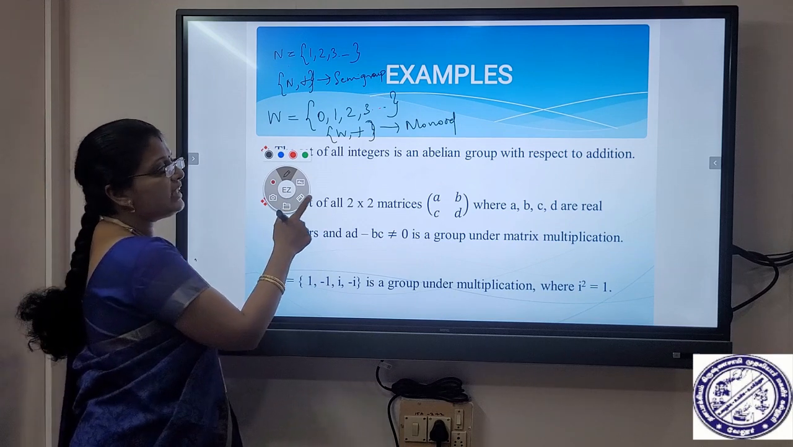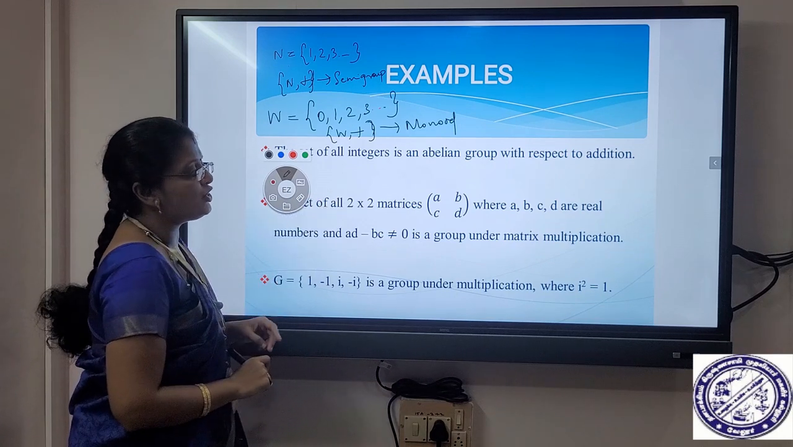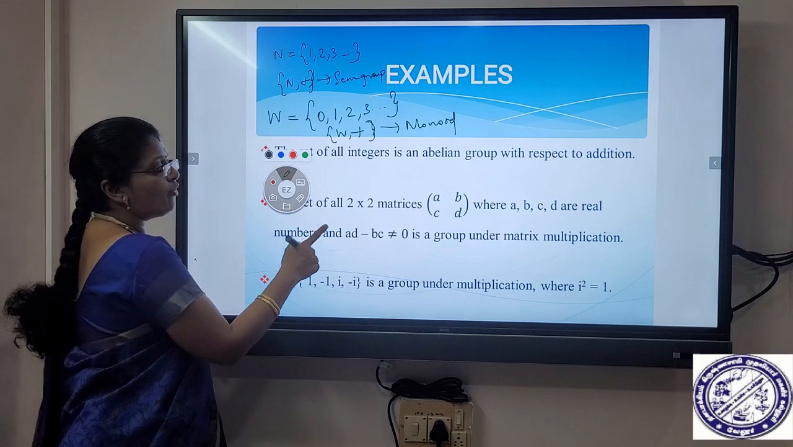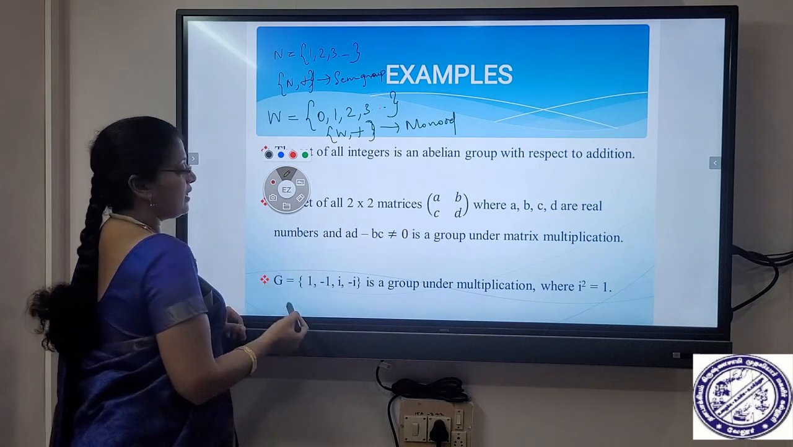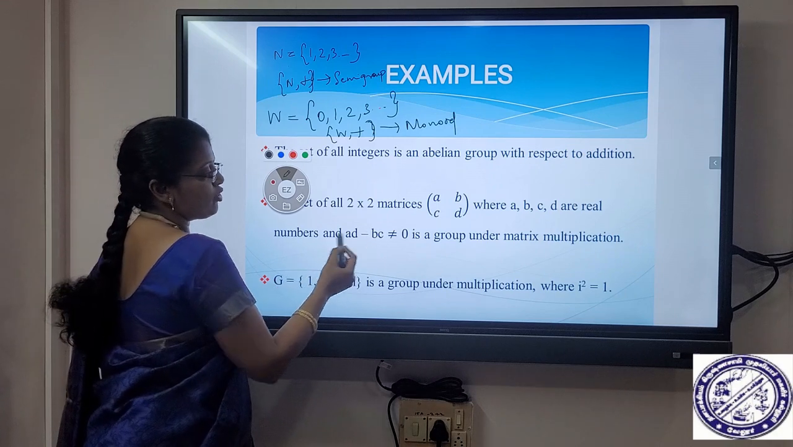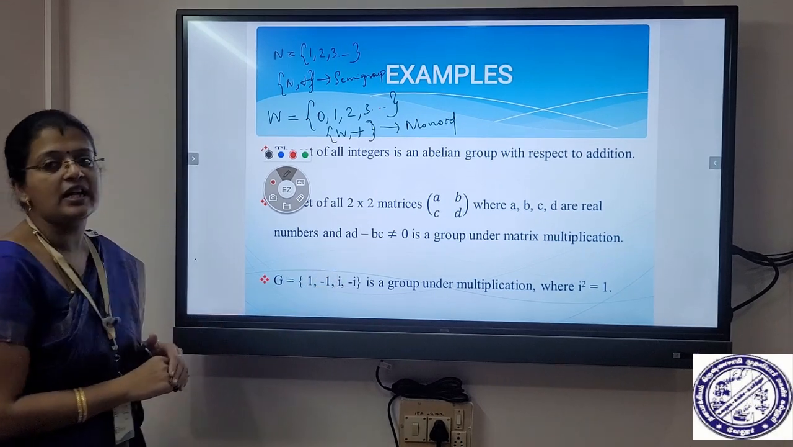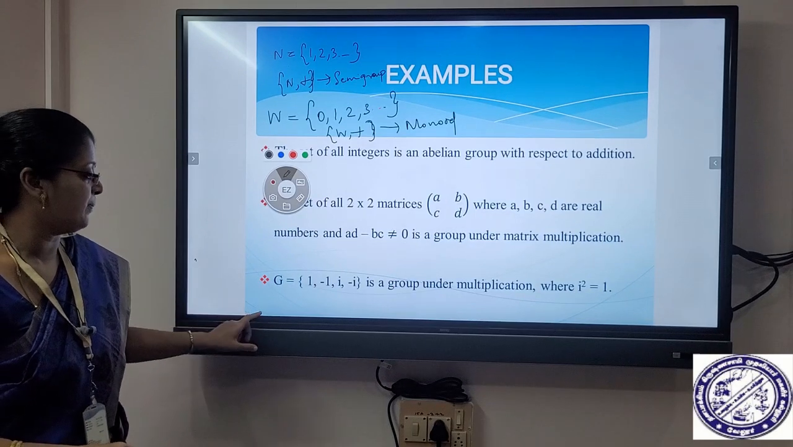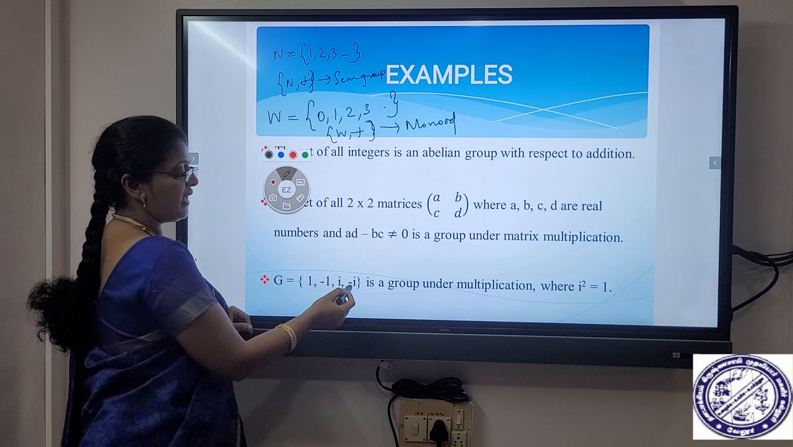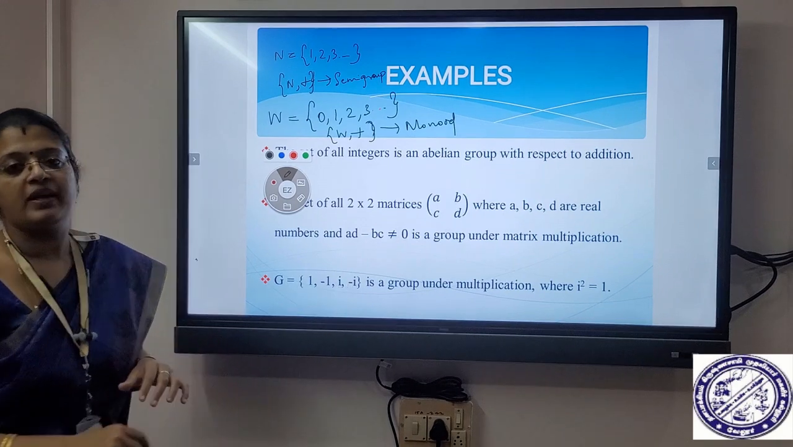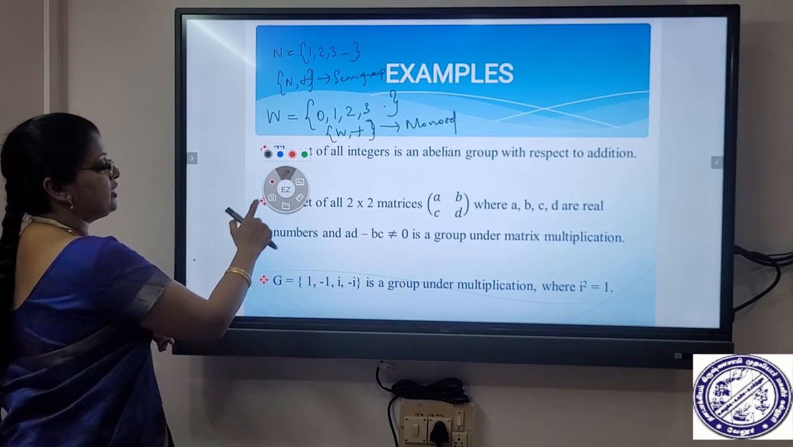The set of all integers with respect to addition is a group. The set of all 2 cross 2 matrices with entries A, B, C, D, where A, B, C, D are real numbers and AD minus BC is not equal to 0, is a group under matrix multiplication. G equal to the set {1, -1, i, -i} is a group under multiplication, where i squared is equal to -1.